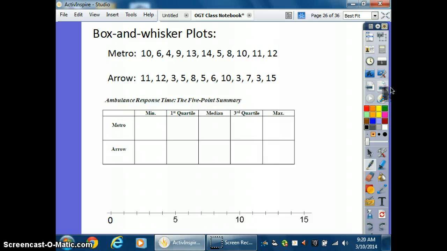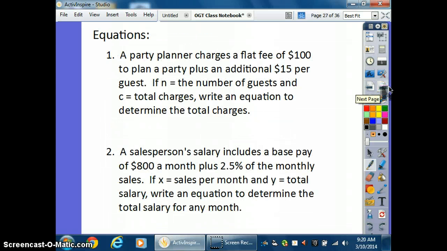All right, equations. A party planner charges a flat fee of $100 to plan a party plus an additional $15 per guest. If N is the number of guests and C is the total charges, write an equation to determine the total charges. All right, so the cost, and you remember, you're wanting a rate of change. So this is what's changing: $15 per guest. So that's our 15x, depending on how many people we have. But we know we have a certain flat fee of $100. That's what our equation looks like. It changes by how many people.